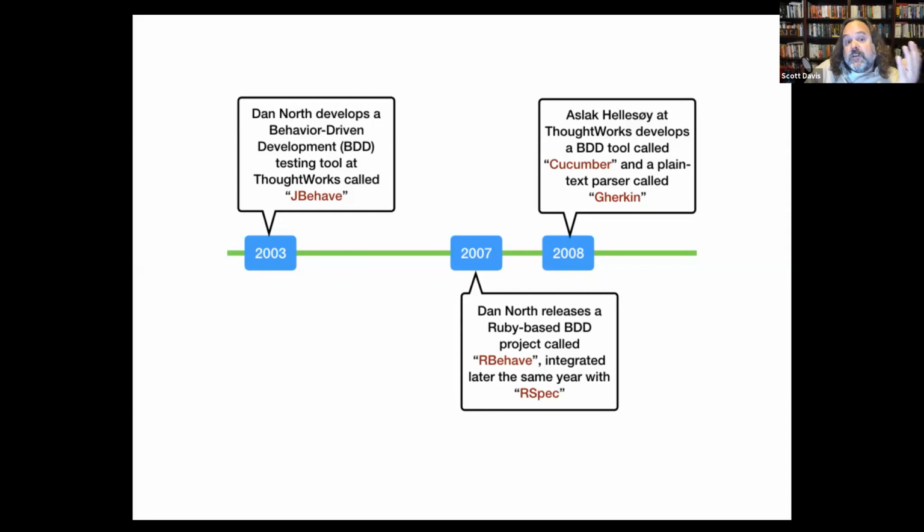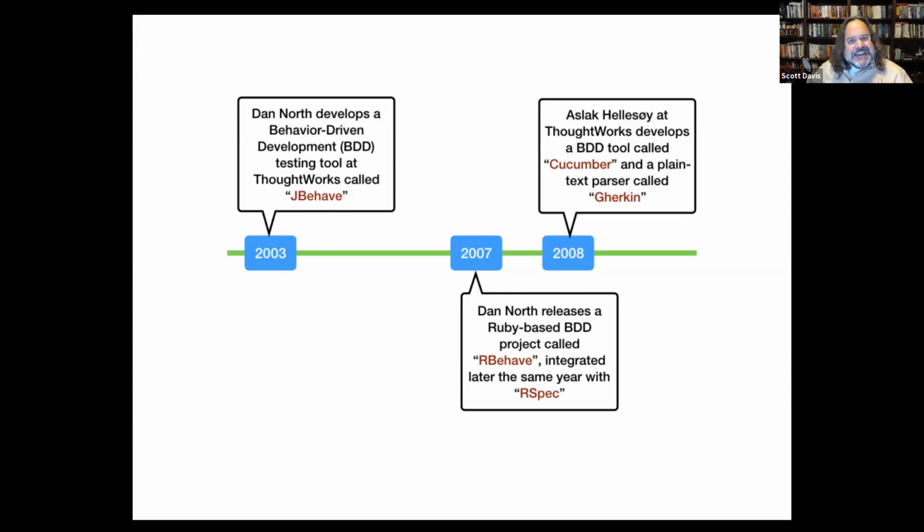Now, back in 2003, he created a framework called JBehave. Later in 2007, he, of course, ported this to Ruby, and it became RBehave. And later that year, it became integrated with RSpec. And if you've done any Ruby development at all, these names should be very familiar to you. But even outside of the Ruby realm, another ThoughtWorker named Aslak Hellesøy created a BDD tool called Cucumber. And I'm a big fan of Cucumber.